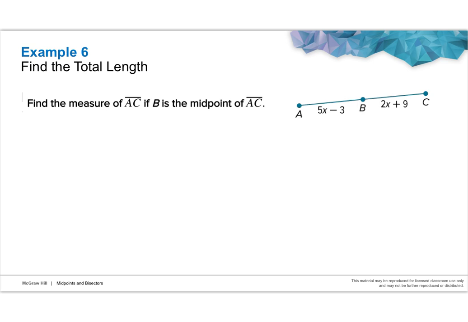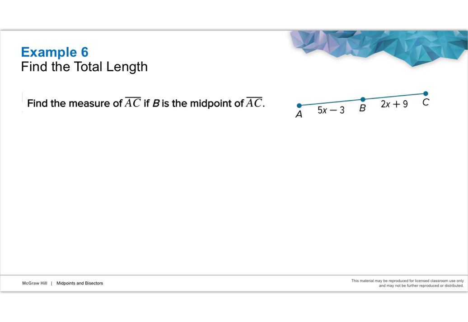Here in example 6, we want to make sure we are using the idea of midpoint to find what we're being asked for at the beginning of each problem. This time, though, instead of finding just a part of the segment, we're being asked to find the total length. So it says to find the measure of segment AC, notice that's the full length of the segment, if we know that B is the midpoint of AC.